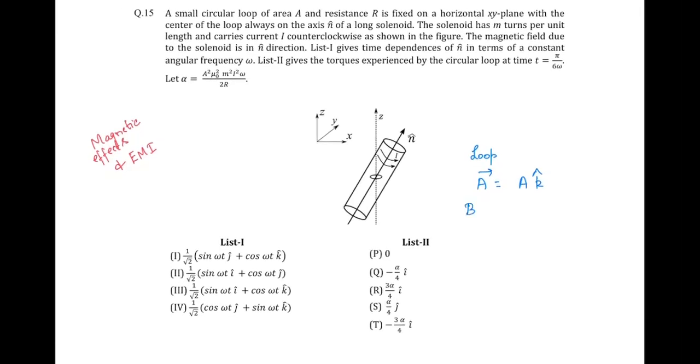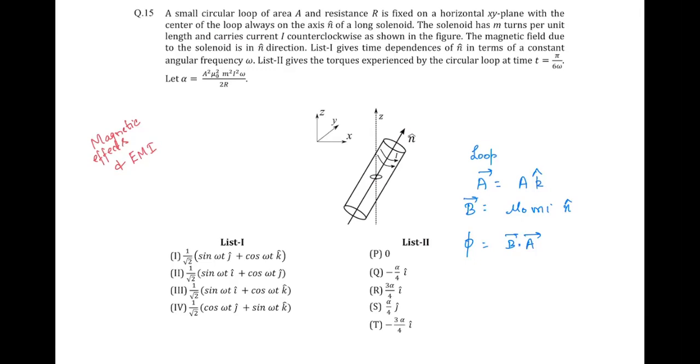Now, the magnetic field created by this solenoid is going to be along the n cap direction. So this magnetic field in vector form, I'll write it. It's an infinitely long solenoid, so it is mu naught n i n cap. That is going to be the magnetic field. And the flux through the loop will be the dot product of B vector and A vector.